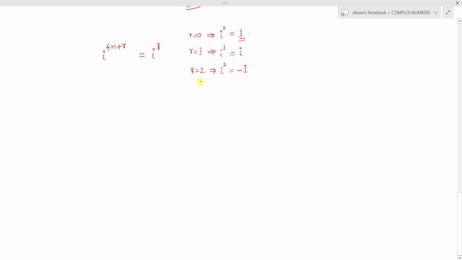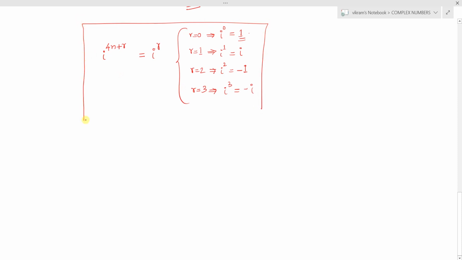You will get the resultant as -1. If the remainder is 3, you will get the resultant as -i. So this is important to remember for the powers of iota. Simply divide the power by 4, otherwise express the power as a multiple of 4 plus some remainder.